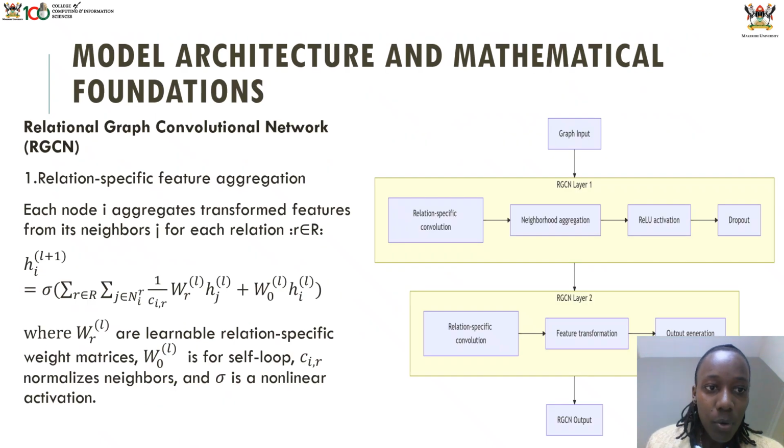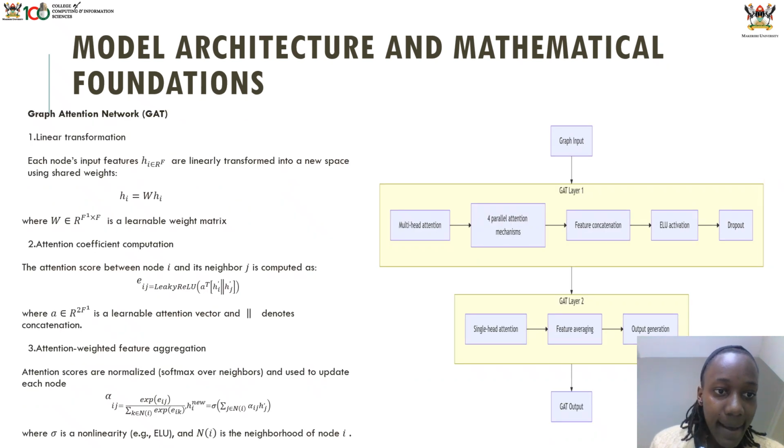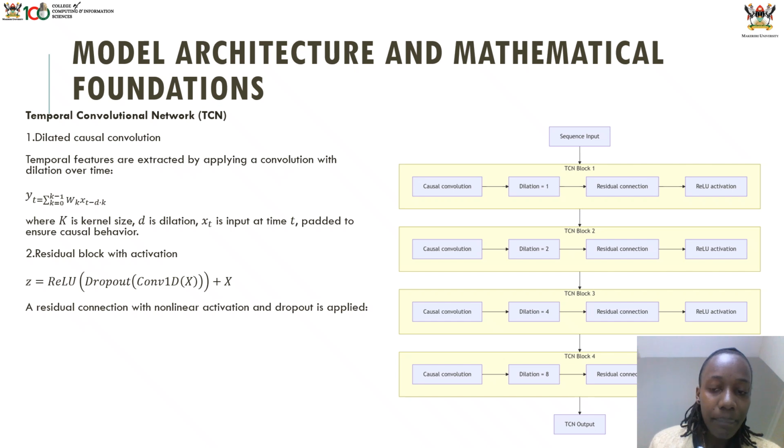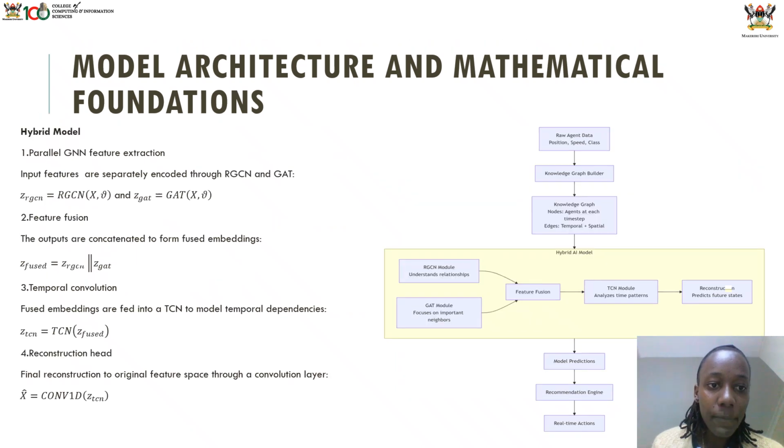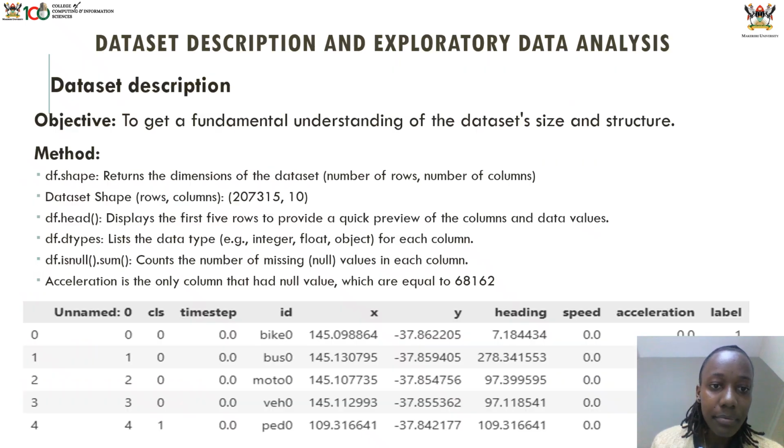Then the other model is the relational graph convolution network, that works together with the GAT, the graph attention network, to be able to also produce the recommendations together with also the temporal convolution network. As you see the different layers and the different formulas that are being used, then it forms a hybrid model.